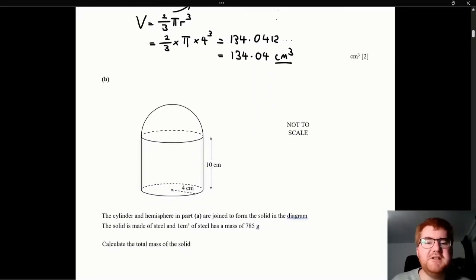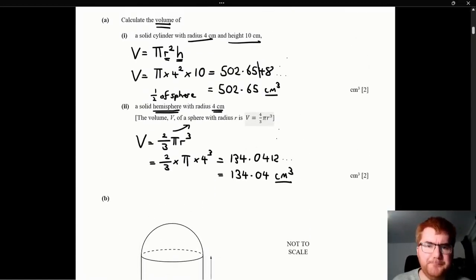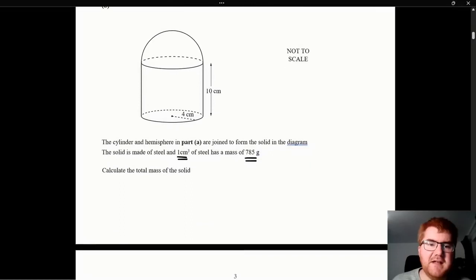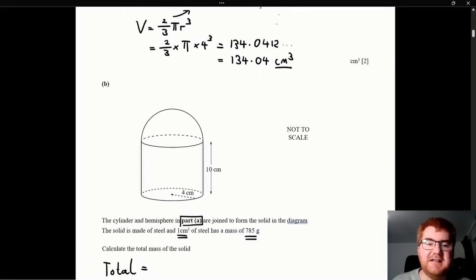Now on to part B, which is a nice follow through. The cylinder and the hemisphere in that part A are now joined together. Notice the same values here to form the solid in the diagram. And notice the solid is made of steel, and 1 cubic centimeter of steel has this particular mass, and we want to find out the total mass. Now notice they've given us a hint here. We need to use part A in order to work out the total mass. So the total mass is going to be the 2 answers we've already worked out. So these 2 things added together.